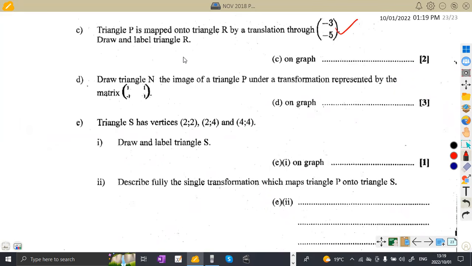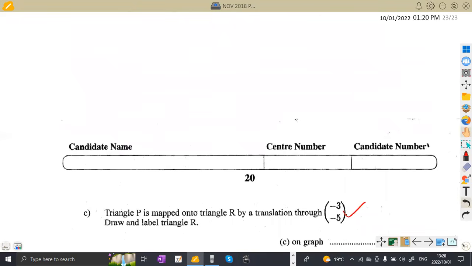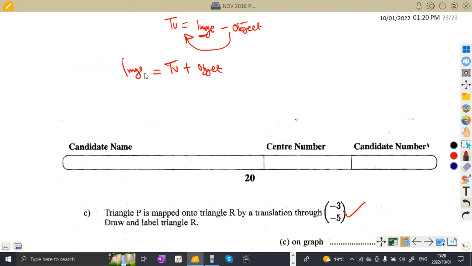So guys, we know that if we are dealing with a translation, it's actually a movement that is going to happen. Each and every point is going to be transformed. So remember, guys, whenever you're given a translation, the translation vector is equal to image minus object. This time you want to find the image, so you transpose the object there. So it is going to be translation vector plus the object in order for you to have the image. All right.